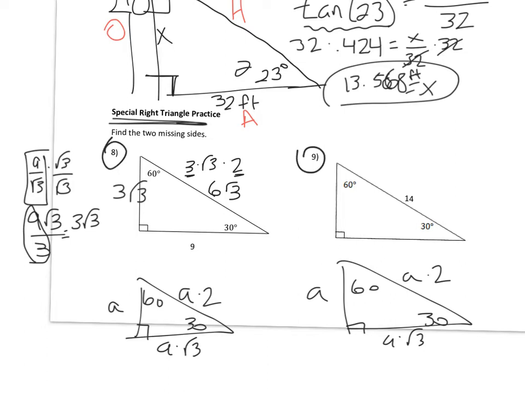Okay, number 9. We are not given the shorter leg or the longer leg. We're given the hypotenuse. And it says in our triangle that the relationship between the shorter leg and the hypotenuse is multiply by 2. So if I want to go this way to multiply by 2, the reverse of that is divide by 2. So I'm going to take 14 and divide by 2, which gives me 7. That's my shorter leg. And then the relationship between the shorter leg and the longer leg is multiply by square root of 3. So all I have to do is take this shorter leg, which is 7, and multiply by square root of 3, and that's my final answer.